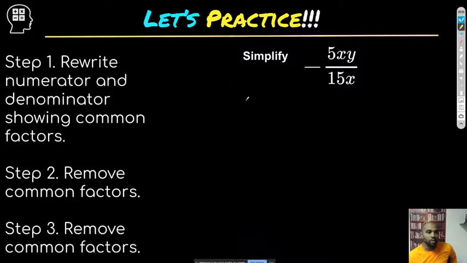We're going to do it the same way. Rewrite the numerator and denominator showing the factors. So what are the factors? Well, it's clear that it's just 5 times x times y. Those are my factors. And what about down here?